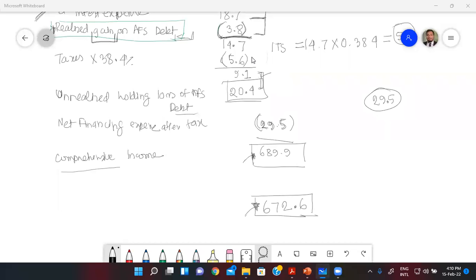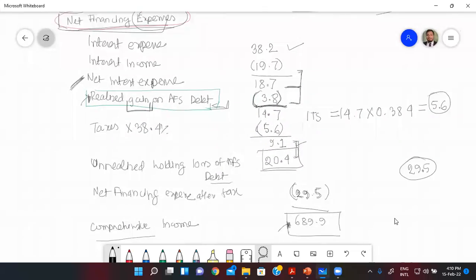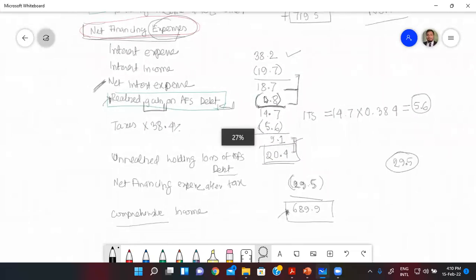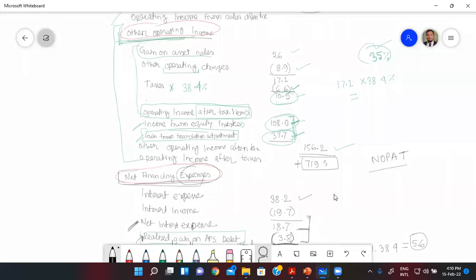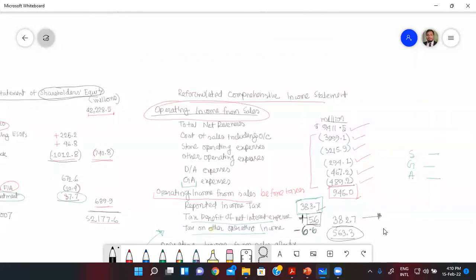So actually they are not dirty. You are getting some good things. You are getting some gains. Obviously you might incur some losses. So that is the way you can make the reformulation of the income statement. And we have completed the task of the reformulated income statement for the Starbucks exercise.